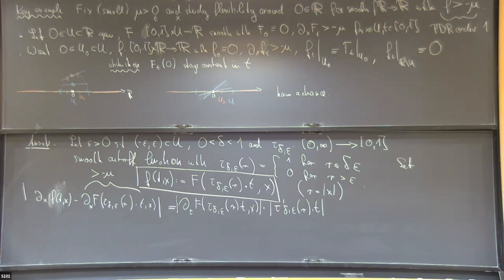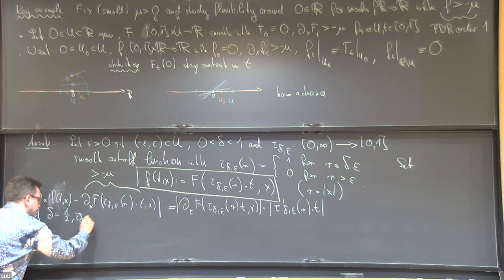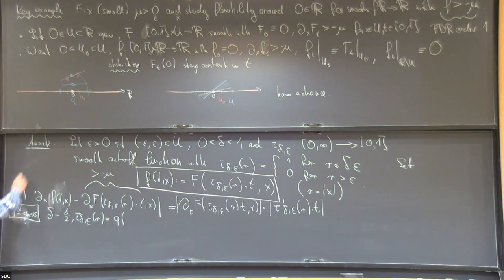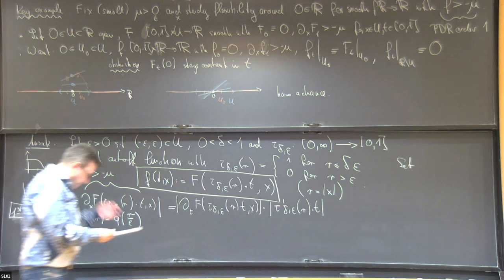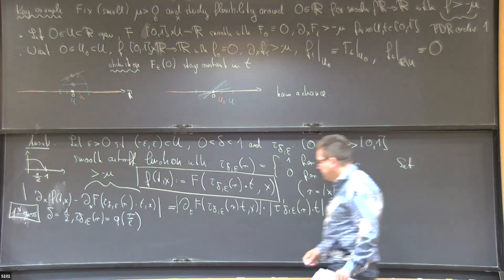Let's try to do two things. The first guess is we just take a usual cutoff function for tau. So this means I just take delta is equal to 1/2. And I take for tau delta epsilon r, a cutoff function phi, which looks like this, 1/2 here, and the usual picture. And I take r over epsilon. So how does this term behave now? Let's see. For this choice.